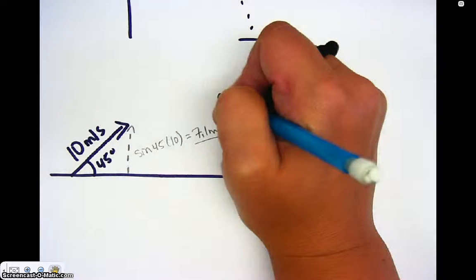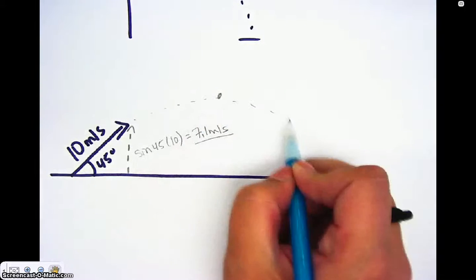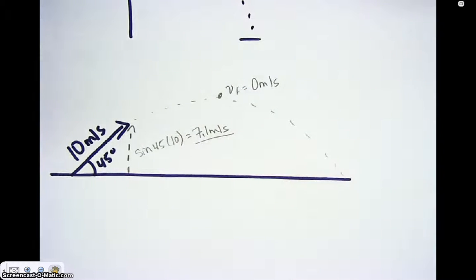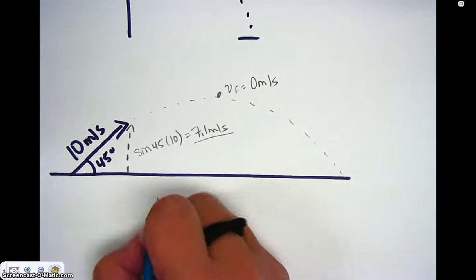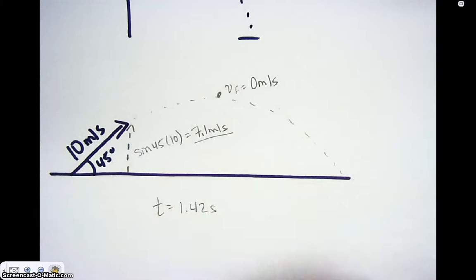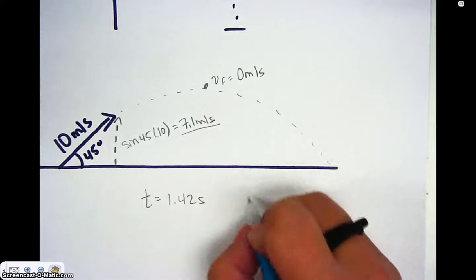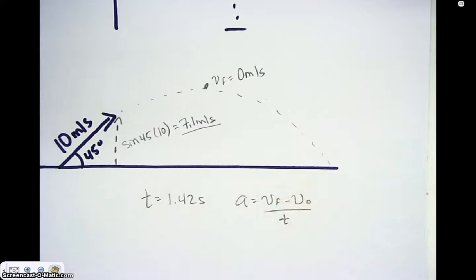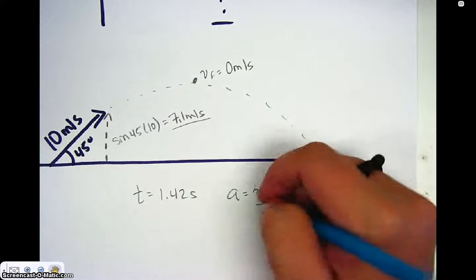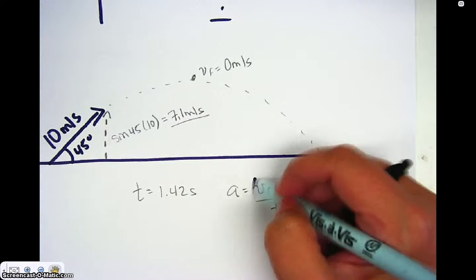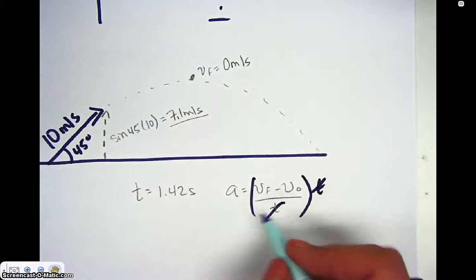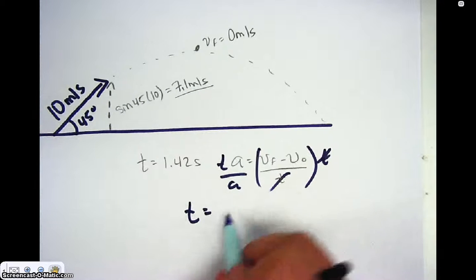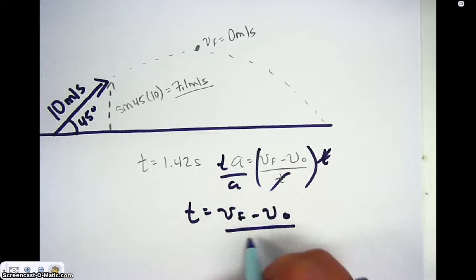Remember up here, where it's at its maximum arc, the v final is going to be 0 meters per second. So I know just by looking at this that t equals 1.42 seconds. But let me remind you how we did that. Remember that acceleration is equal to v final minus v initial all over t. We're going to solve for t, so I'll multiply by t on both sides, and it'll cancel. Then I will divide by a. So I end up with t being equal to v final minus v initial all over a.